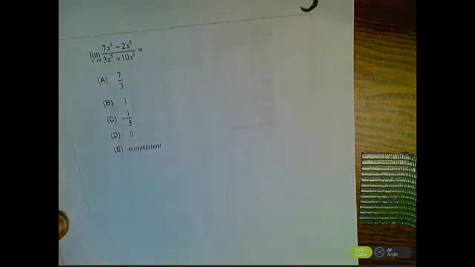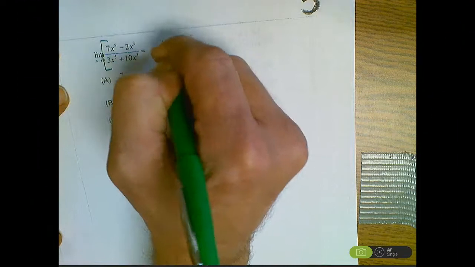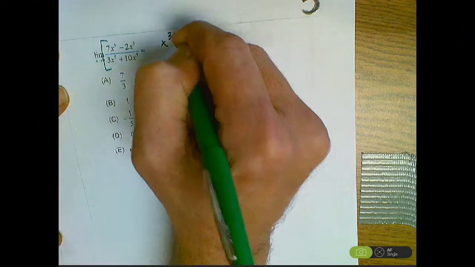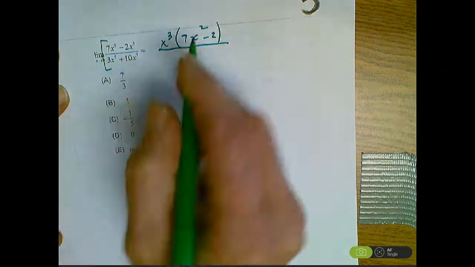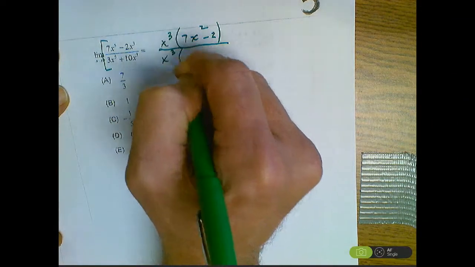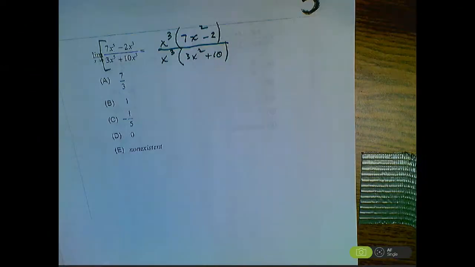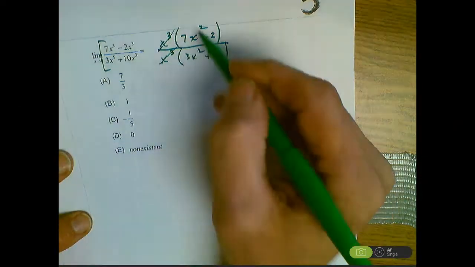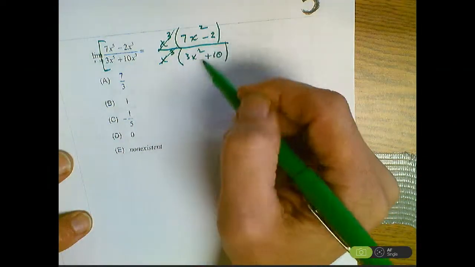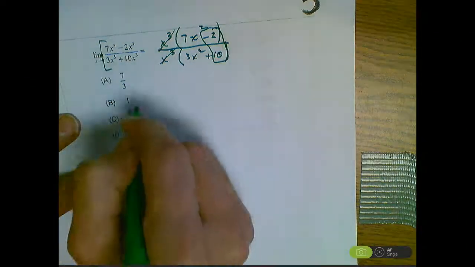Problem 5. It wants to know the limit of this one. I think we can factor out an x cubed from the numerator. That's 7x squared minus 2. Then the denominator, I can get an x cubed out of that one, and I'm left with 3x squared plus 10. So at 0, we notice that these 2 factors reduce out. And now, since both of these first initial terms will be 0, we look at the ratio negative 2 over 10, which is negative 1/5. Answer C.